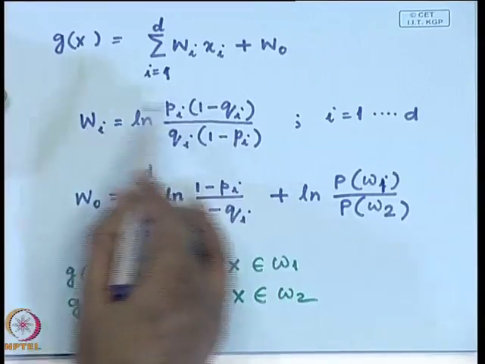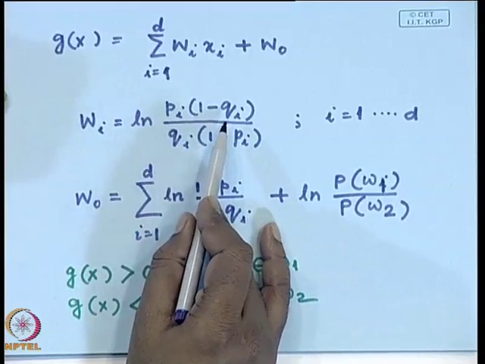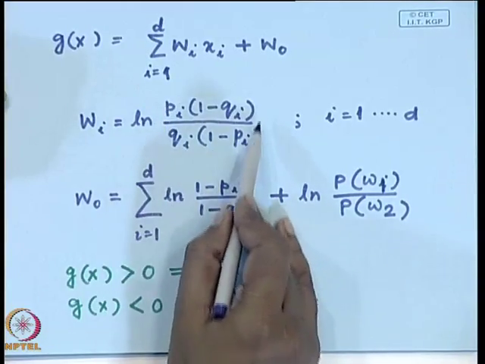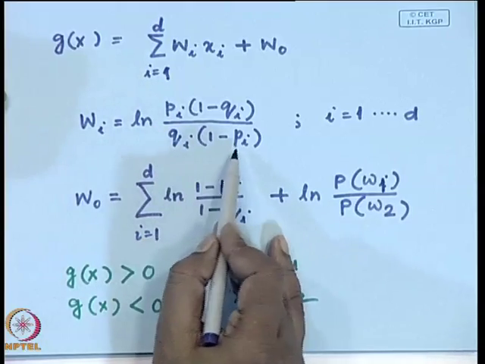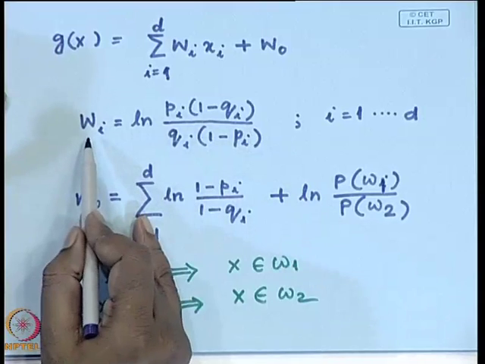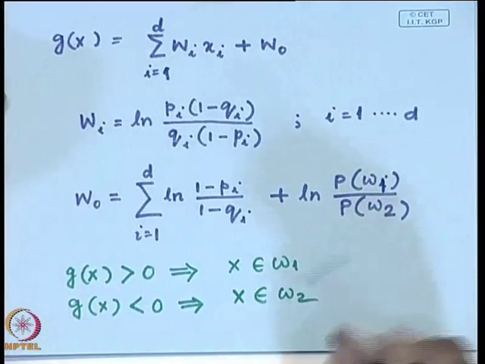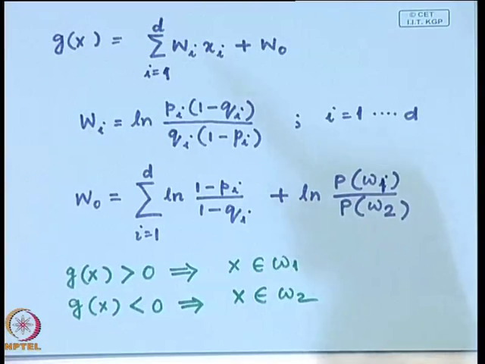I can make w I equal to 0 without hampering my decision. Okay. So, if you come to this w I, the expression for this w I, you find that if p I is equal to q I, then this expression p I into 1 minus q I upon q I into 1 minus p I will be equal to 1, log of this equal to 0. So, the corresponding w I is equal to 0. And that is quite obvious, because if p I is equal to q I, then x I, the particular feature vector x I, has no relevance in deciding the class of the feature vector x.